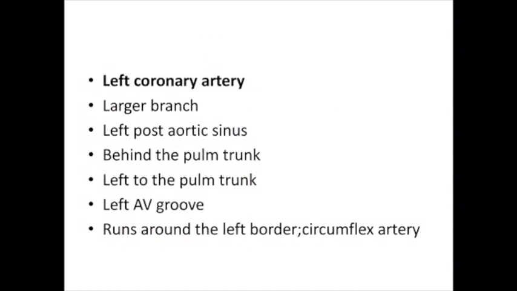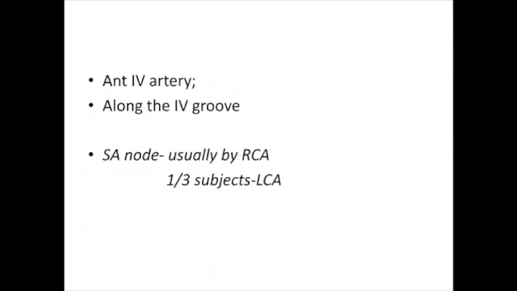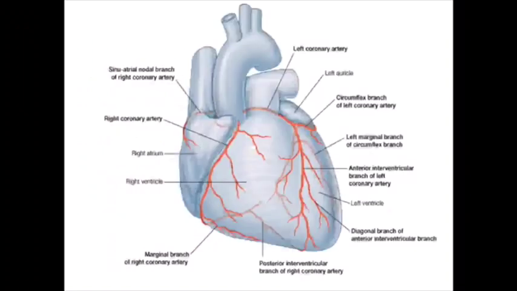The left coronary artery then continues as the anterior interventricular artery along the interventricular groove. The sinoatrial node of the heart is usually supplied by the right coronary artery, but in one-third of subjects the blood supply to the SA node is given by the left coronary artery. So in this diagram you can see the right and left coronary arteries.